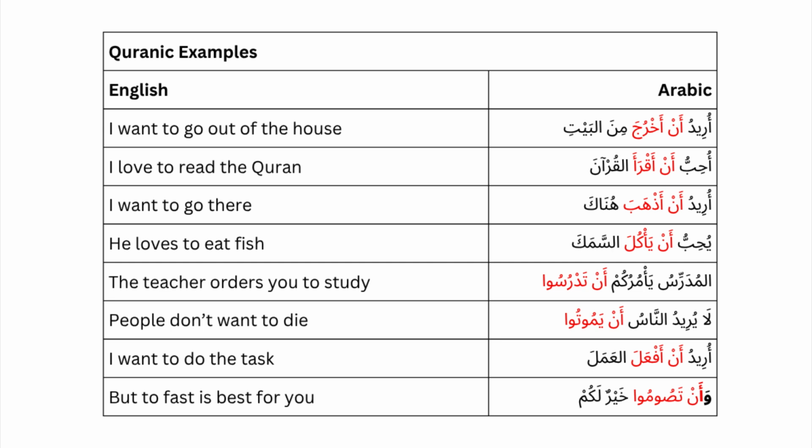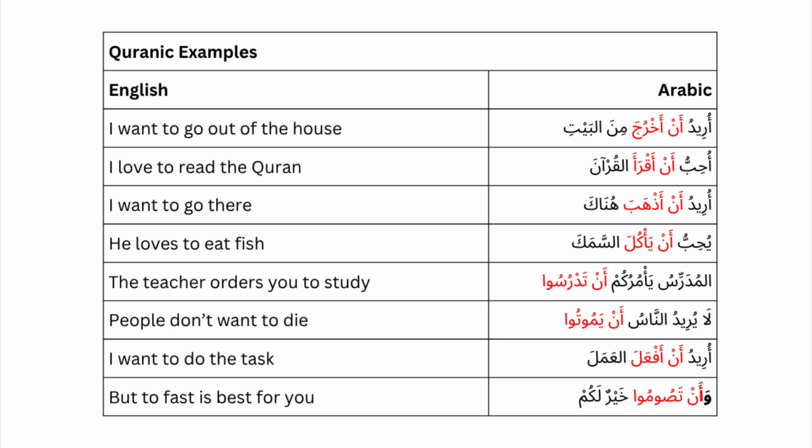This is Masdar Mu'awwal, meaning to study. It comes after the verb of ordering, and it gives the action being commanded. Now the sixth row, people don't want to die. La yuridu nasu ayyamutu. The highlighted phrase is ayyamutu. This again is Masdar Mu'awwal. It means to die, and it is the thing that people do not want.